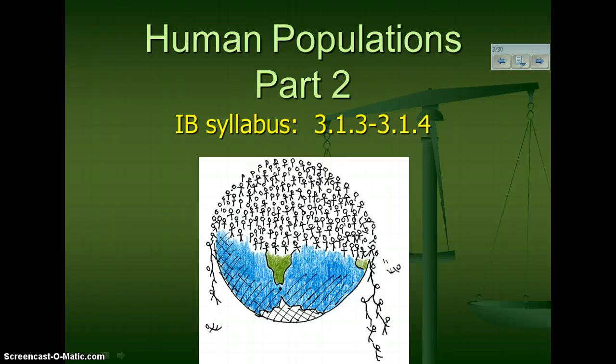IB Environmental students. In class, we started human populations, topic 3, and now we're going to continue forward with a couple objectives we didn't do in class.